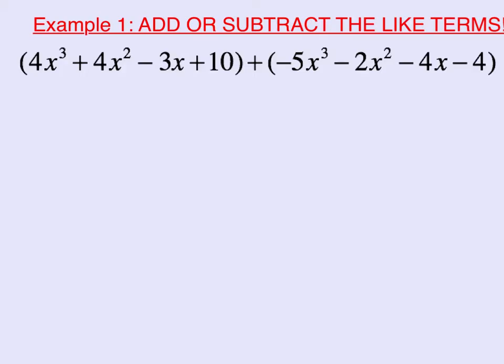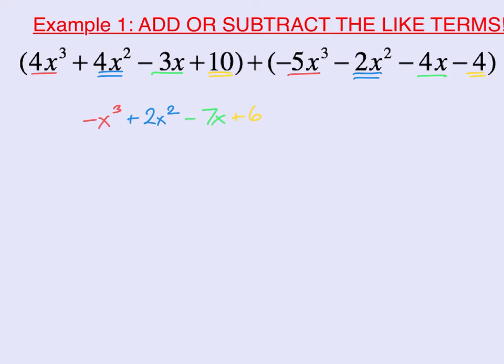In our first example here, we're just going to be adding polynomials, which really means we're just going to combine like terms. So I have x cubed. Those together would get me a negative x to the third. I have x squared with x squared. If I combine those two, I end up with plus 2x squared. If I take my x and my x, that's going to get me negative 7x. And then my constants 10 and negative 4 will get me a plus 6.